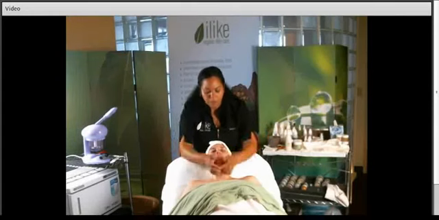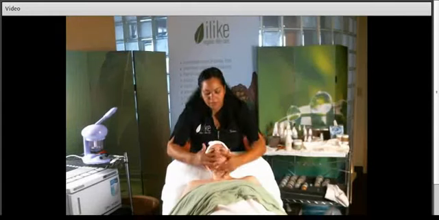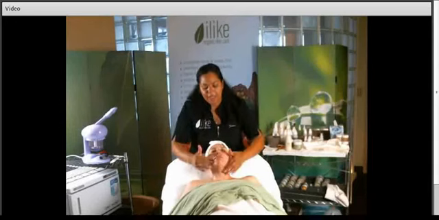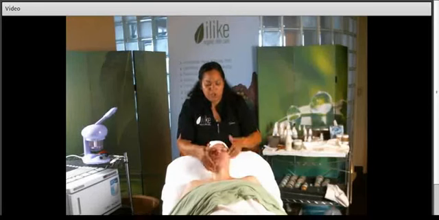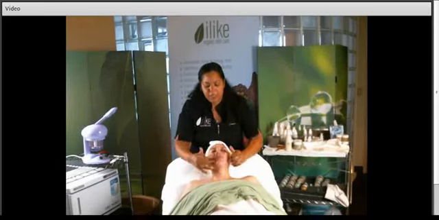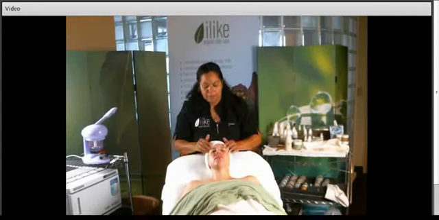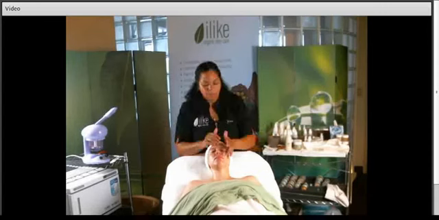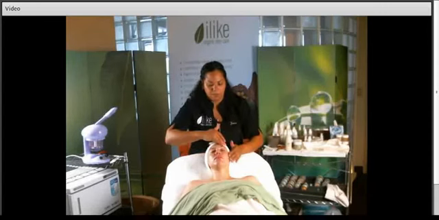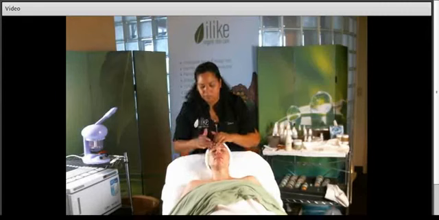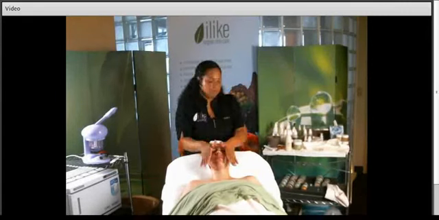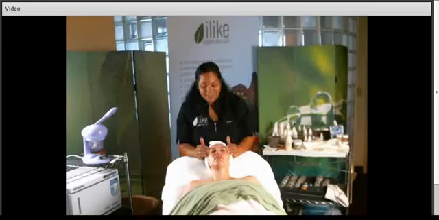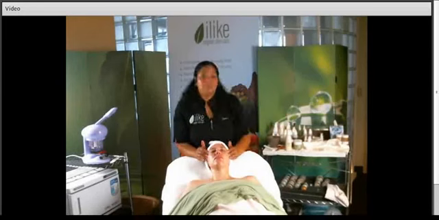Cleanse for about a minute and make sure that you hit all the areas: neck, décolleté, chin, cheeks, over the upper and lower lip, the nose, the forehead, and around the eyes. And then take a hot towel or a warm towel, sponges, or cotton pads to remove the cleanser.